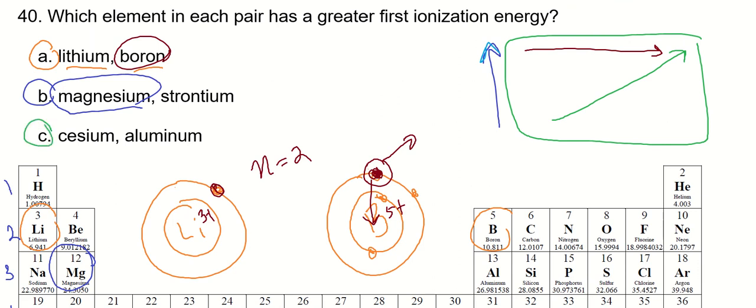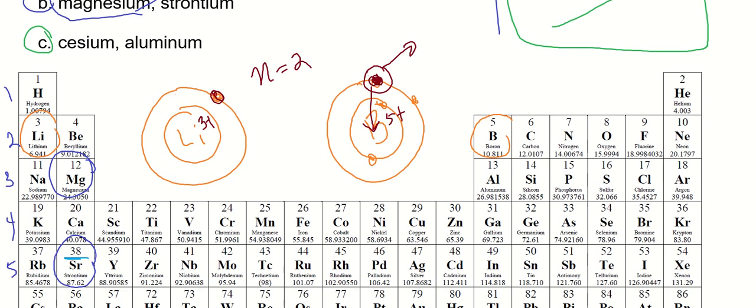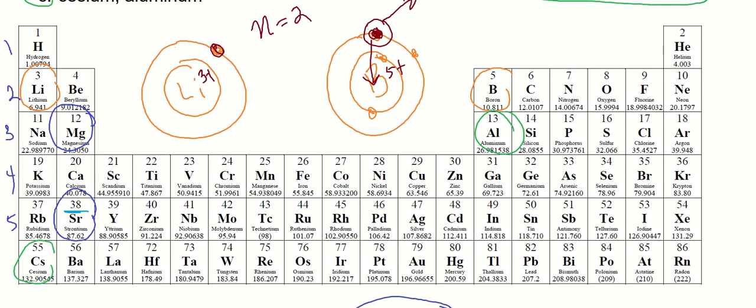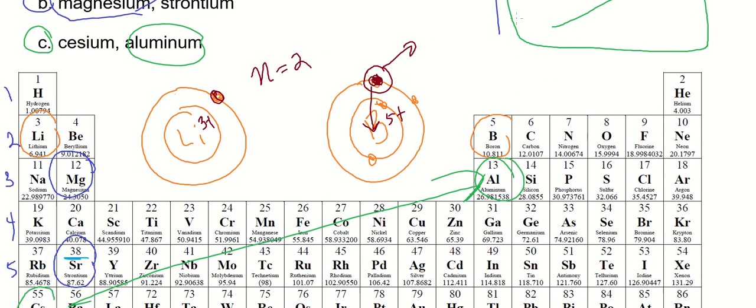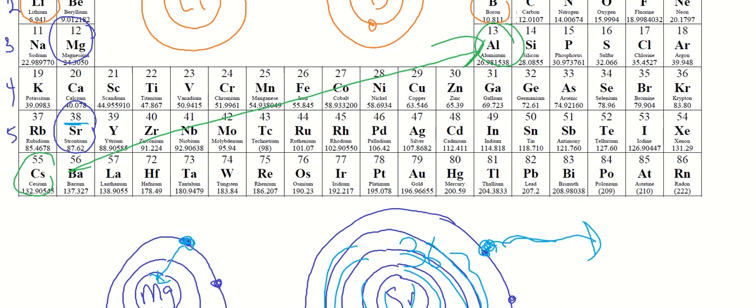Cesium and aluminum. Now, they're not in the same column or row, but they are right on this trend line. Aluminum's there, cesium's down there. It doesn't get easier than that. So aluminum is going to be the answer, for a combination of both those reasons we went over earlier.